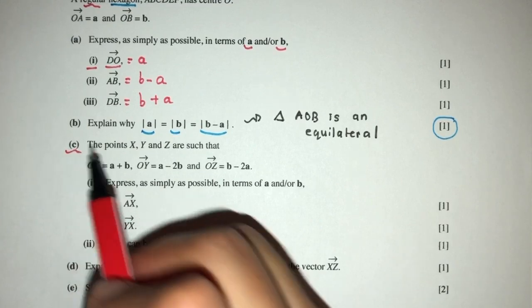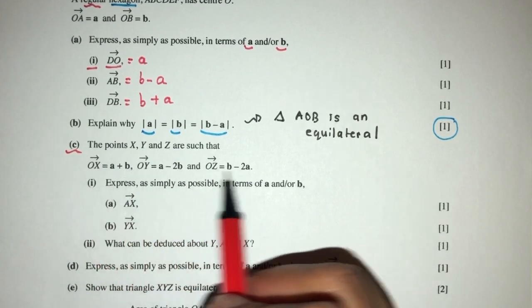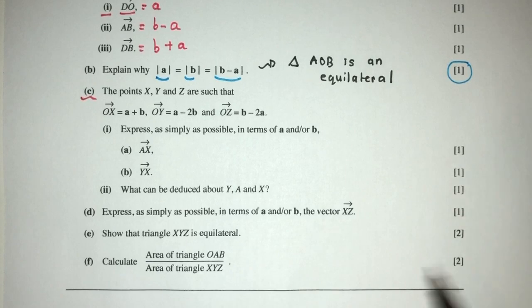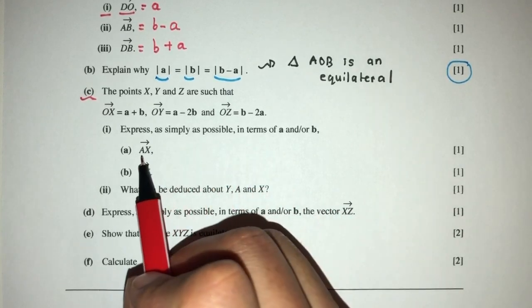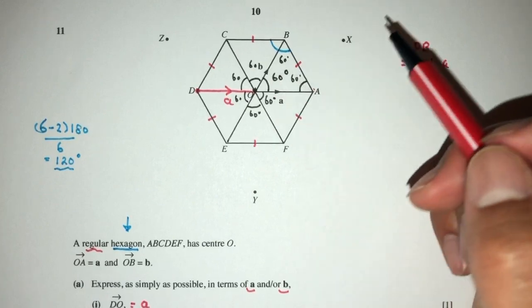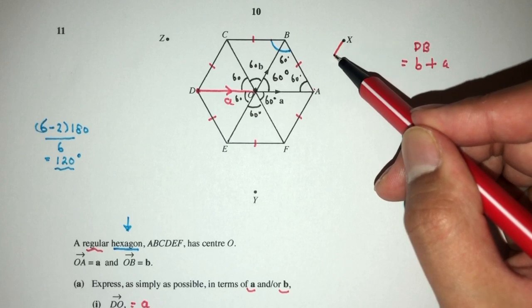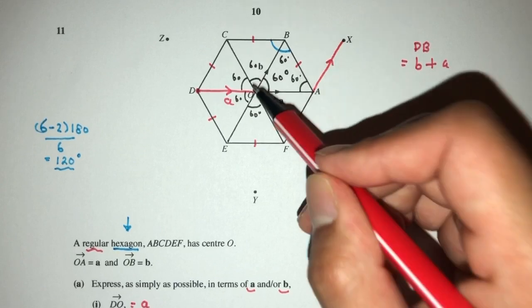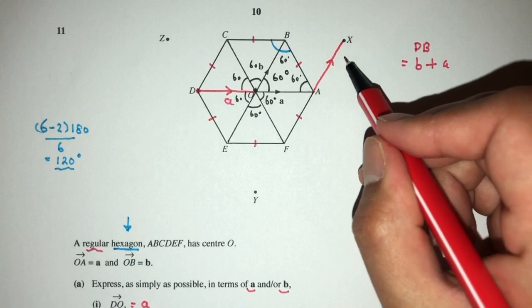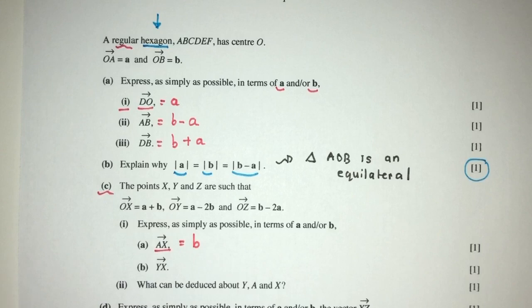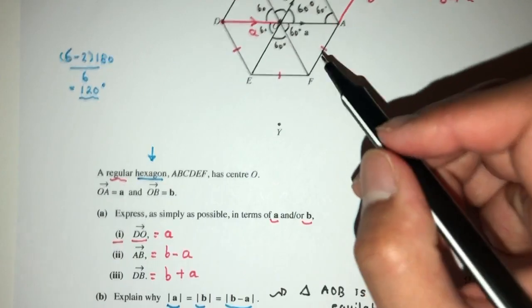Now for part C, the points X, Y, Z are given to you by those, right? This is the points X, Y, and Z. Now for part A1, express as simply as possible AX. So AX, A going to X, pretty easy, that will be this value here, which is the same direction as this, that will be B. AX is B. Now what is the value of YX? YX, so again pretty easy.